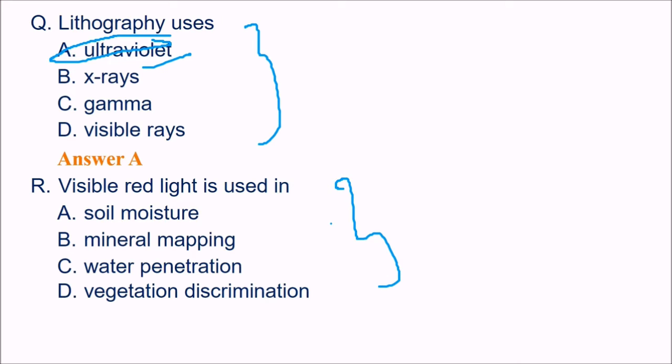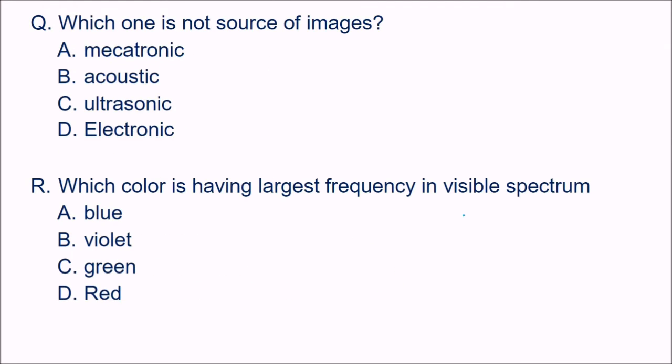Visible red light is used in what? Visible red light. These are four options, can you guess the answer? The answer is vegetation discrimination. Visible red light is employed for vegetation discrimination.